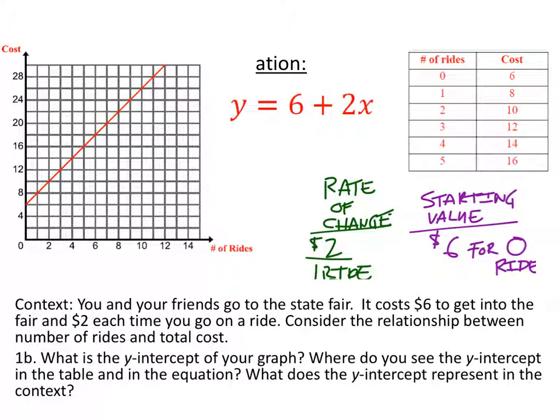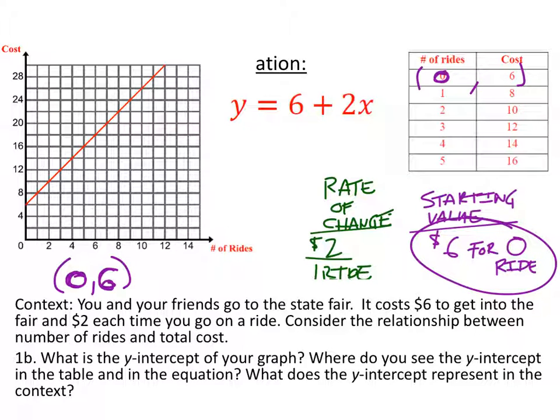1b, what is the y-intercept for your graph? So this is the point where it crosses the y-axis, just like we talked about. And it's shown as an ordered pair where x is 0, which is in the table already. So the y-intercept would be (0, 6). And what does it represent? Again, we've already shown that. It's $6 for 0 rides, which again is shown in the ordered pair as well. $6, 0 rides.